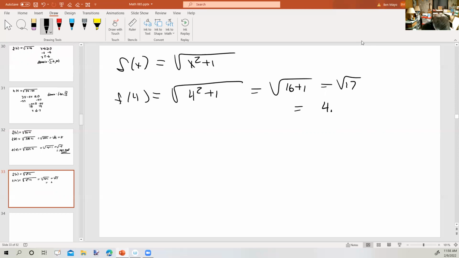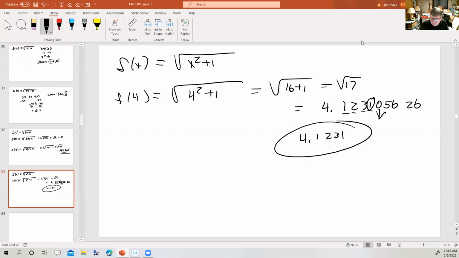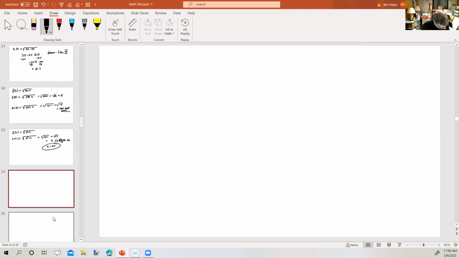So I get 4.123105626. Tenths, hundredths, thousandths, ten-thousandths. So again, it's 4 decimal places. The 5th place would round down. So 4.1231 would be the final answer. Questions on that? All righty, we'll just keep going then.